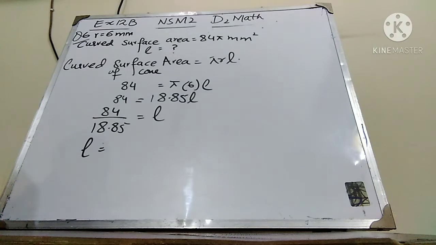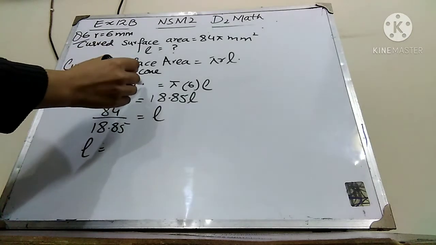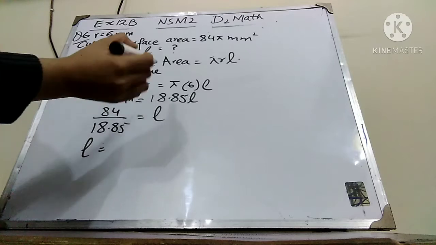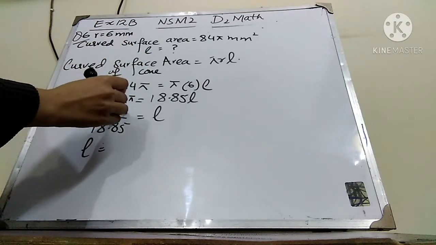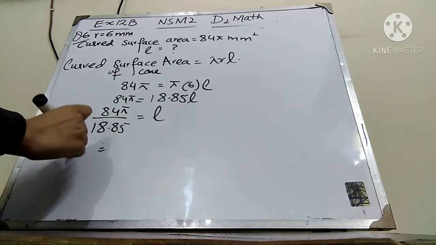Okay, so I forgot to write pi. So here this is also pi, 84 pi. So I'm writing this pi as it is. Okay. So this is pi also. So I have to multiply 84 with pi. Then I have to divide with 18.85 to get the length.